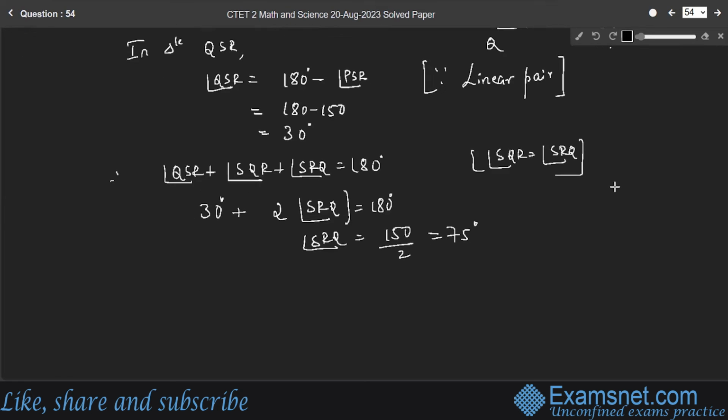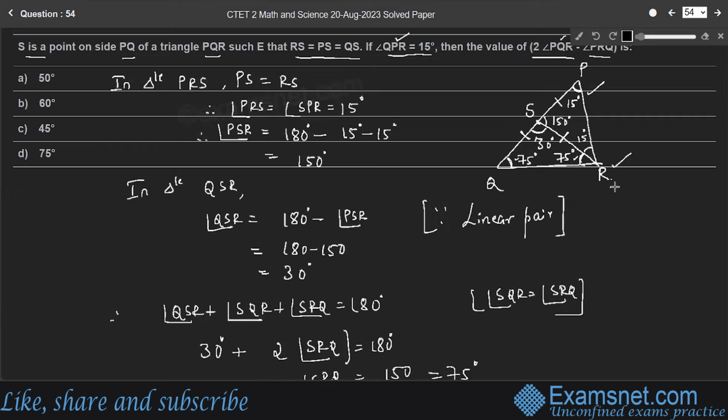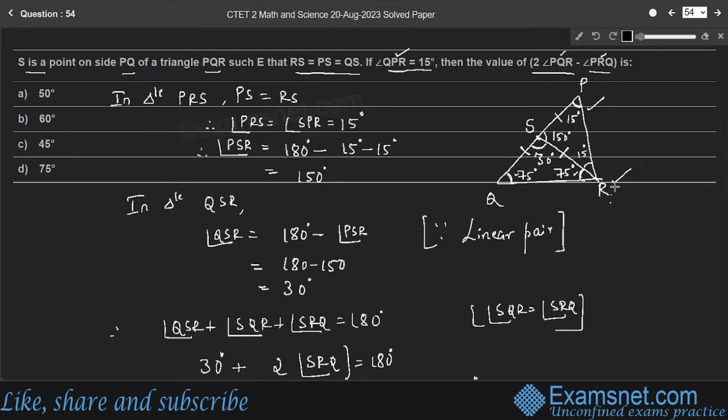So SRQ is equal to SQR. Angle R and angle Q are both 75 degrees. Now come back to the question. 2 times PQR: PQR is 75 degrees, the whole angle Q. And PRQ is the whole angle R.